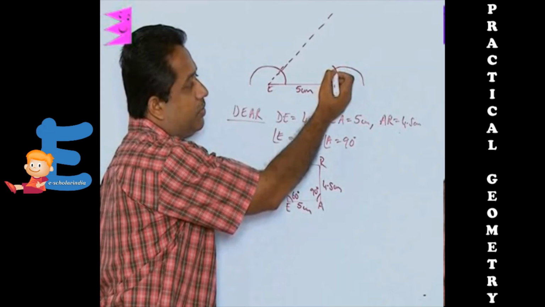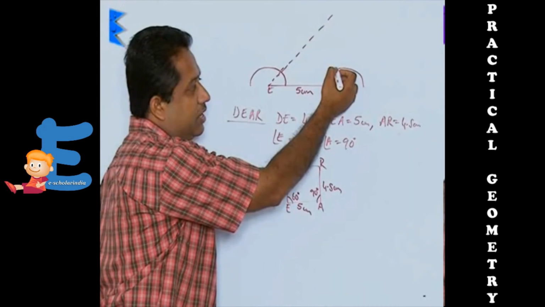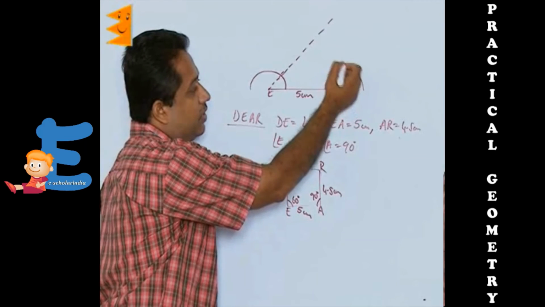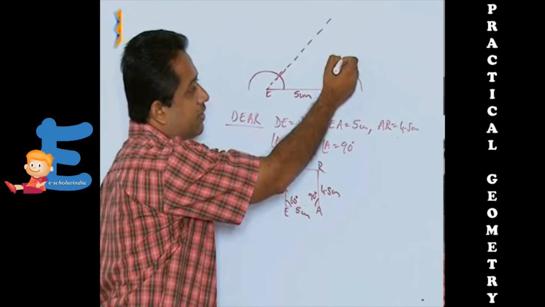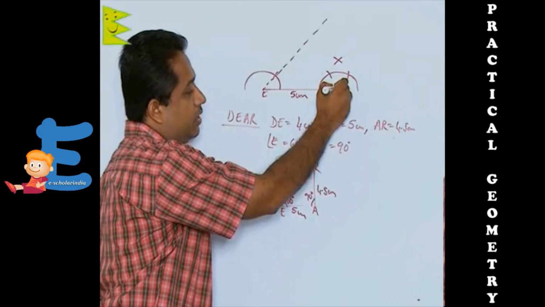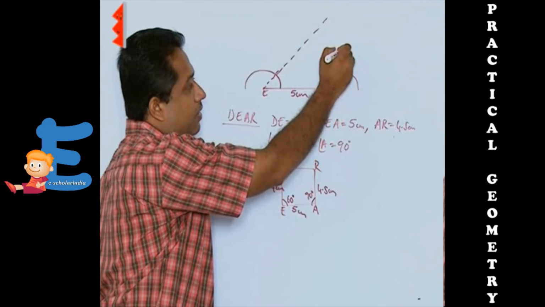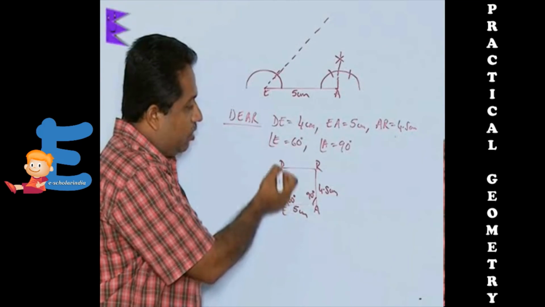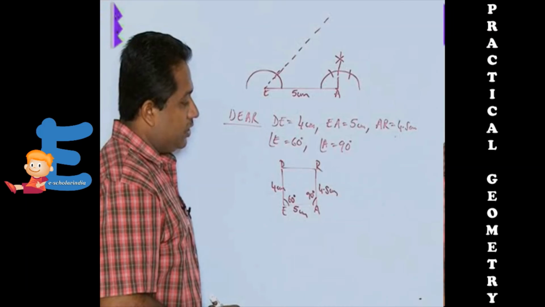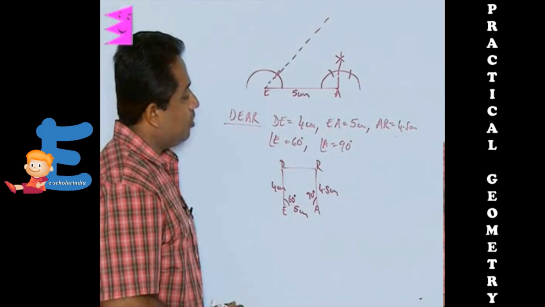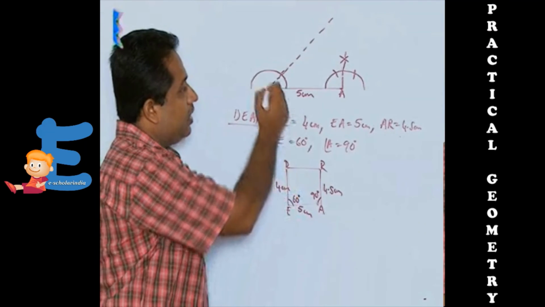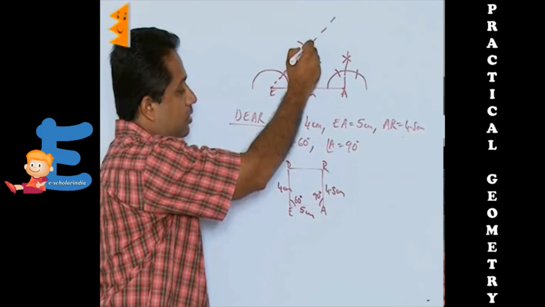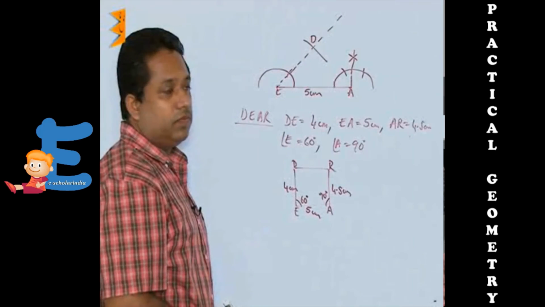From here the first cut will be 60. Without changing the radius again, the second cut becomes 120. From 60 and 120, make arcs intersecting each other. So this point is going to be joined to A and this line is going to be 90 degrees. Now the length of E to D is given 4 centimeter. So from this point E I can take a radius of 4 centimeter and cut an arc. This point becomes D.